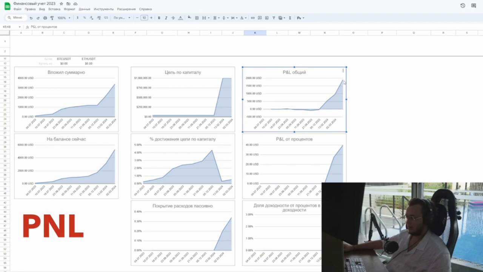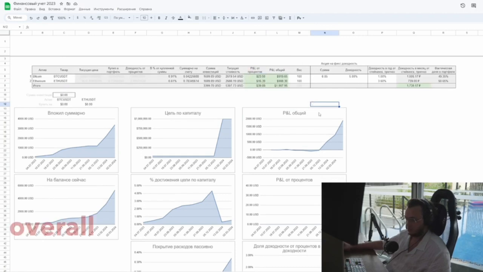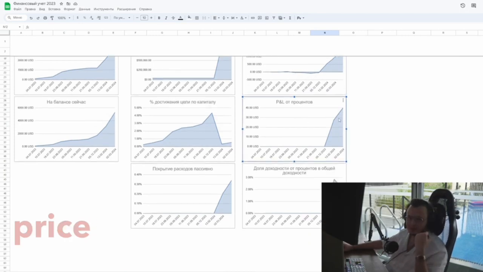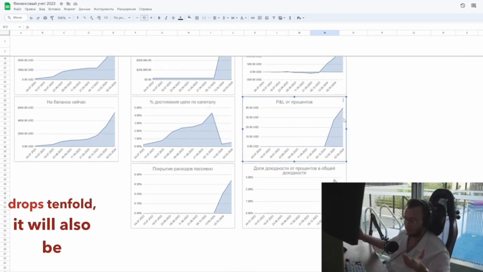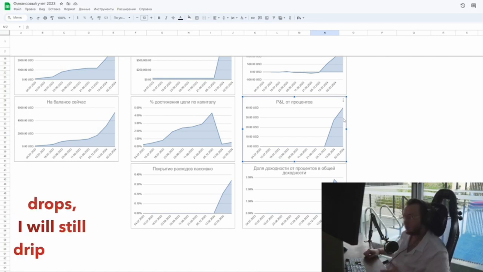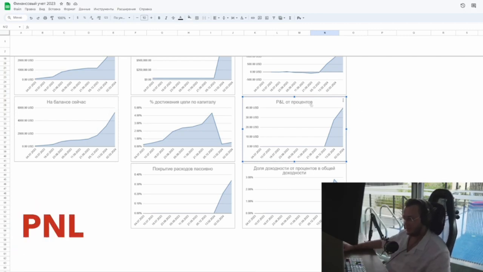The overall P&L is clear, you see, it grows every time. The P&L from percentages is the thing that I'm now going to monitor, and when overall P&L might drop below zero when the price falls. Let's say I bought very expensively and the price drops tenfold, it will also be negative, obviously. But the P&L of interest can never be negative, because even if the price drops, I will still drip some interest on top of my crypto. In crypto at a low rate, it will be quite a low income, but it will be income. There is no negative P&L here.